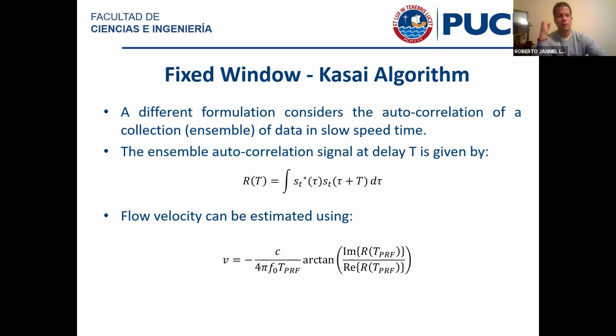Kasai's algorithm is actually one that is based on calculating the autocorrelation of an ensemble of data in the slow time domain. Remember last time we said we have fast time and we have the slow time, right? And the slow time is the one that corresponds to different firings of the ultrasound transducer, which happens at the rate of kilohertz, rather than the sampling of the RF data, which happens at a rate of megahertz. And that we call the fast time. So we're talking about the autocorrelation in the slow time.